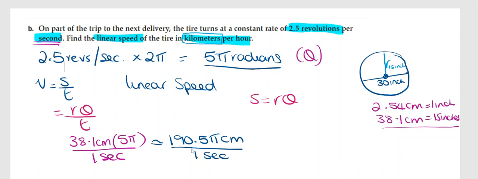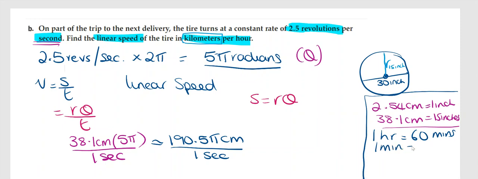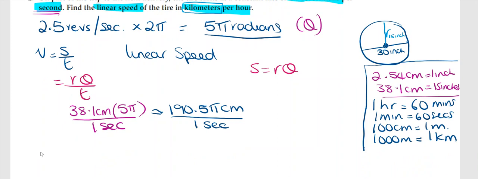Now, we need to change these measurements. This was our one conversion factor that we had, so we need to think about others. When we talk about time, we know that 1 hour is 60 minutes, and 1 minute is 60 seconds. We also know about centimeters: 100 centimeters is 1 meter, and 1,000 meters is 1 kilometer. So we're going to need to use this information. Let's just move this down a second.